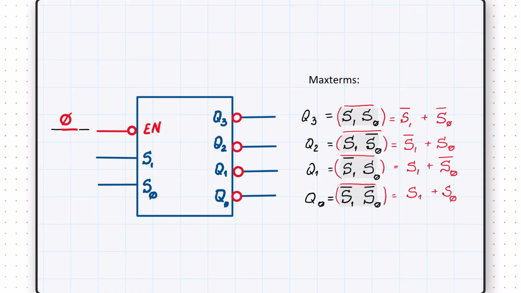Now, the most important part here is that the NAND gate being activated or using the inverse signal, low signals, is actually using the max terms, which is opposite to the active high decoder.